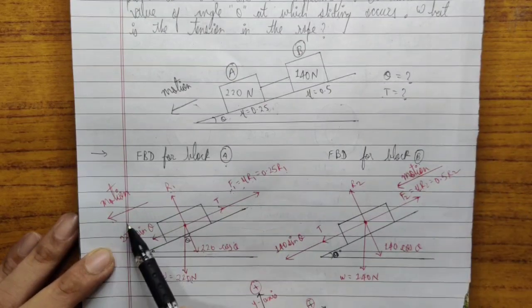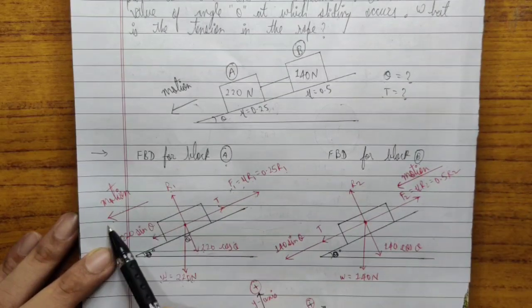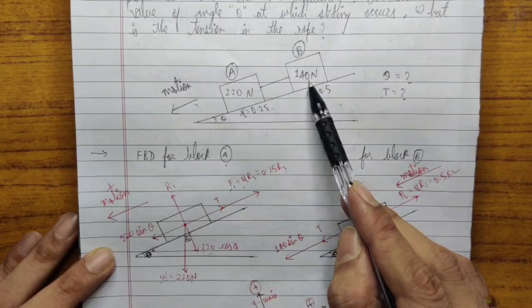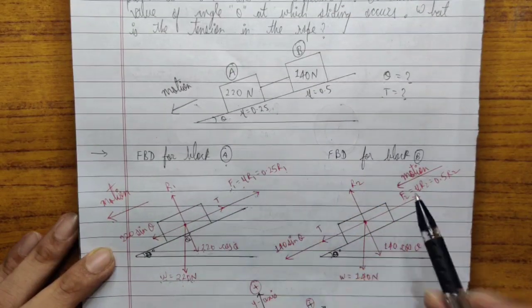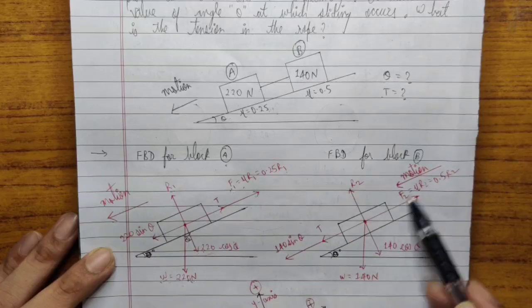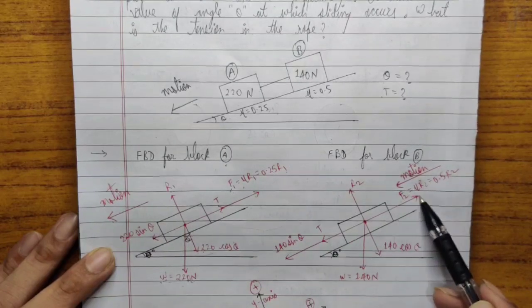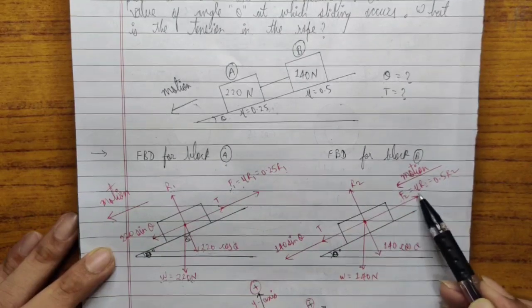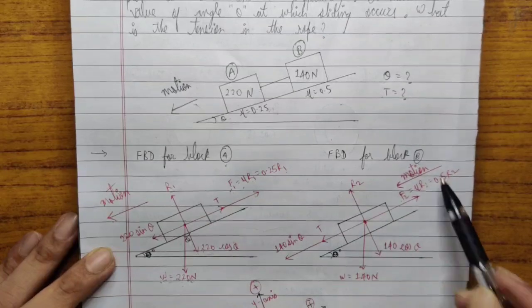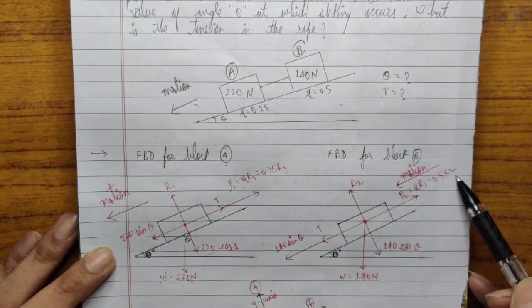Now again the motion is in downward direction. The motion of this object is also in downward direction. So opposite to motion will be the friction force. So if motion is downward, frictional force will be upward. So in this case F2 is equal to mu R2 is equal to 0.5 R2.